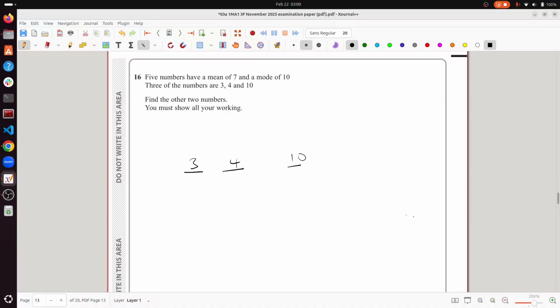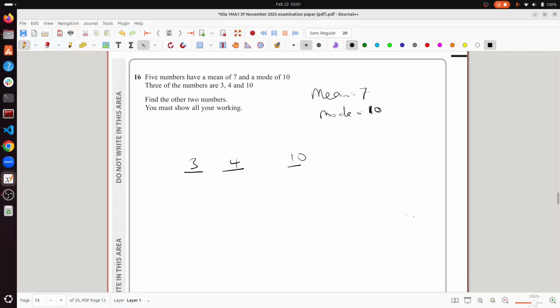And find the other 2 numbers, you must show all your working. So they've given us 2 pieces of information: that the mean is 7 and the mode is 10. If the mode is 10, that means you're going to have at least two tens, at least minimum. But now they've also given us that the mean is 7.